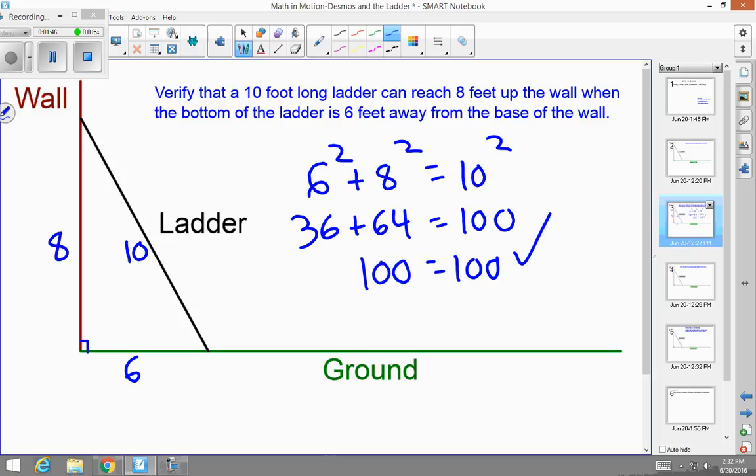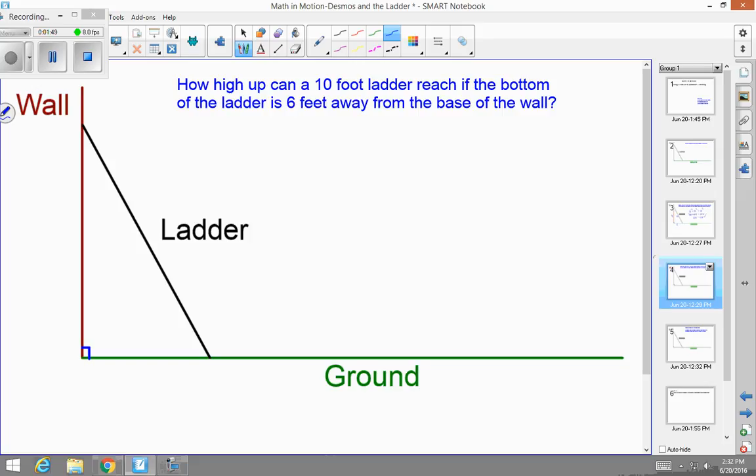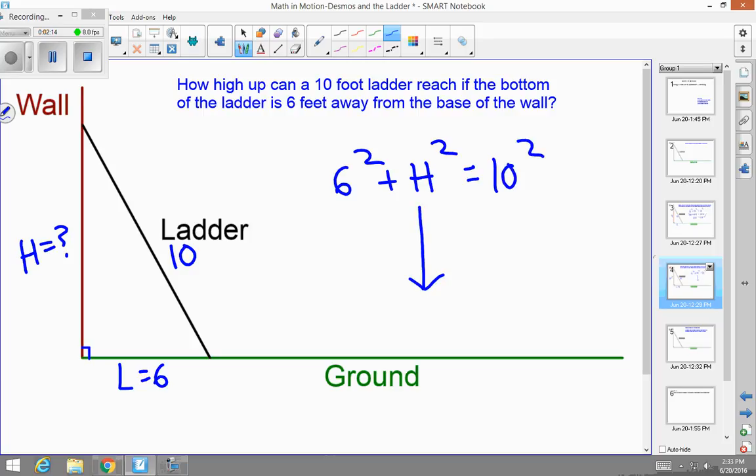The next style of problem could be finding one of those unknowns. So here you still have the ladder is 10 feet long. You know that the ladder is 6 feet away from the base of the wall. So you can maybe say L equals 6, but this time you're trying to solve for how high up it reaches. So you don't know the H. So here it's still Pythagorean theorem, but you're solving for the H in this story. And you would solve and get H is 8. But again, it's one picture for one problem, no movement.